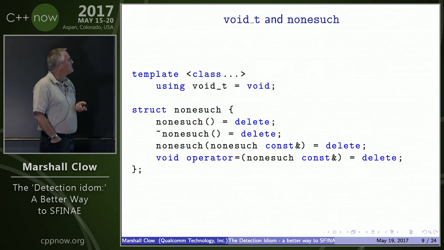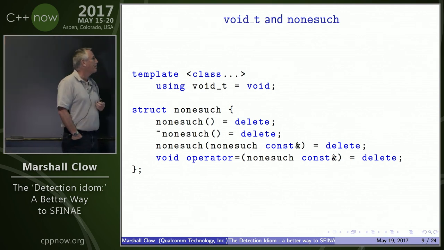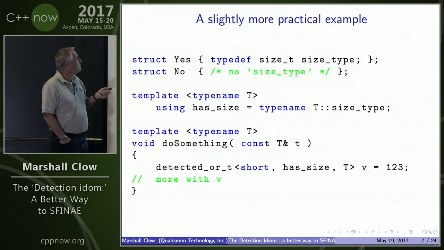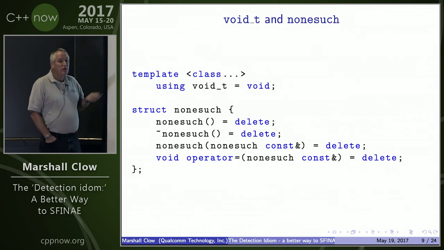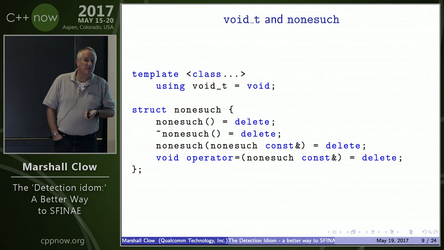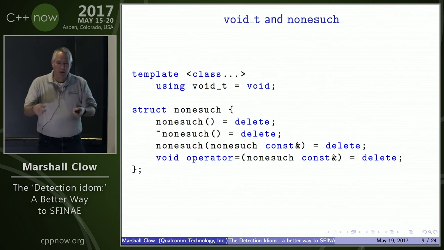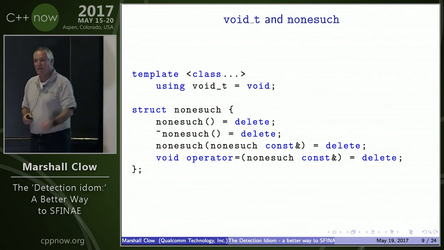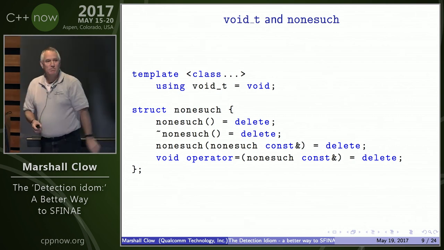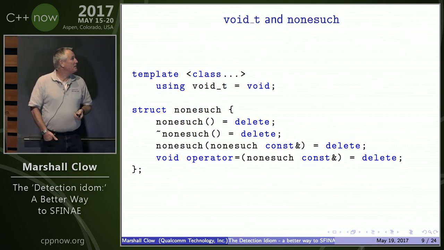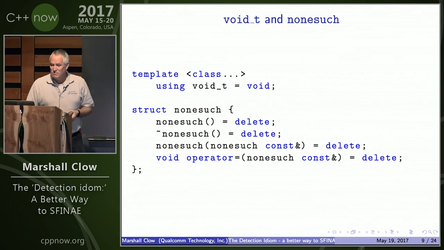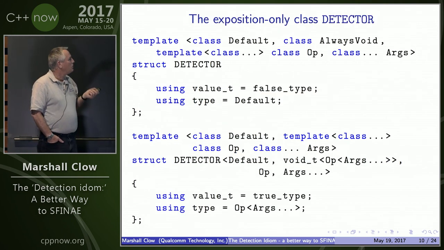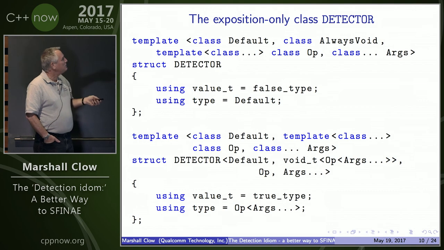void_t is actually in C++17, but not the rest of the detection idiom. void_t is, again, one of these metafunctions, and it's a really boring one, right? You give it a series of types, and it gives you back void. That's all it does. It returns you void. But that's enough. Okay? Any questions about this? This is really simple.